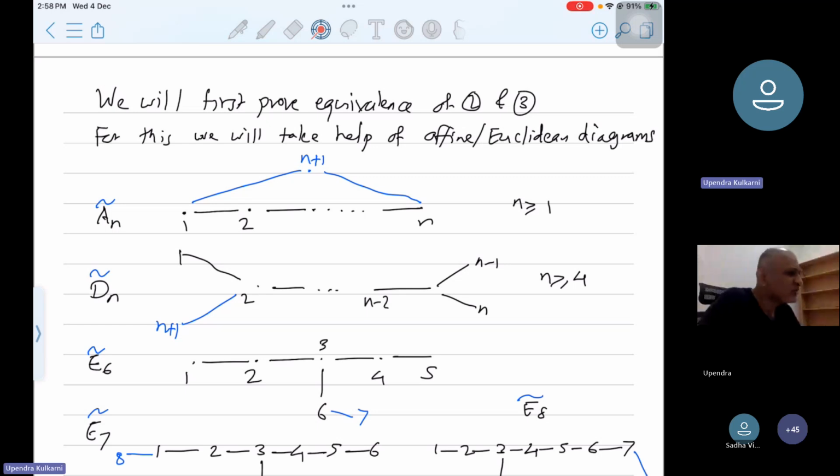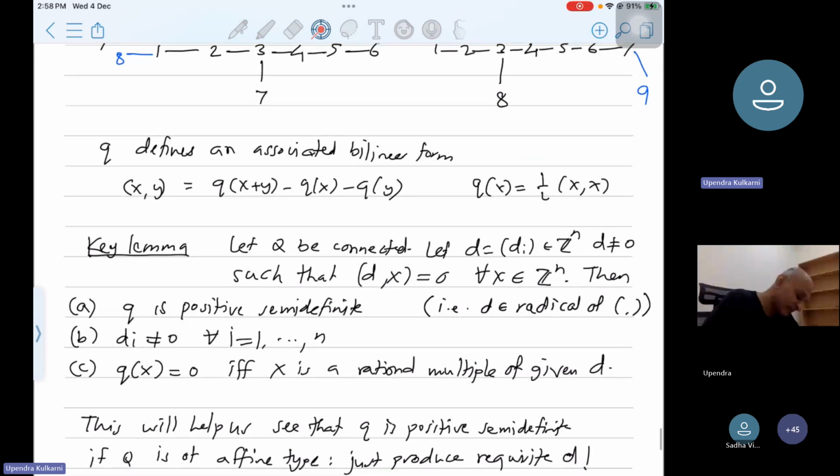But how will I show that these are the only ones that are positive semi-definite? This will come about as follows. For this, we are going to use the second part. What this says is that if I have something that is positive semi-definite, then I will be able to... Okay, just give me a moment. Where's this going to go?